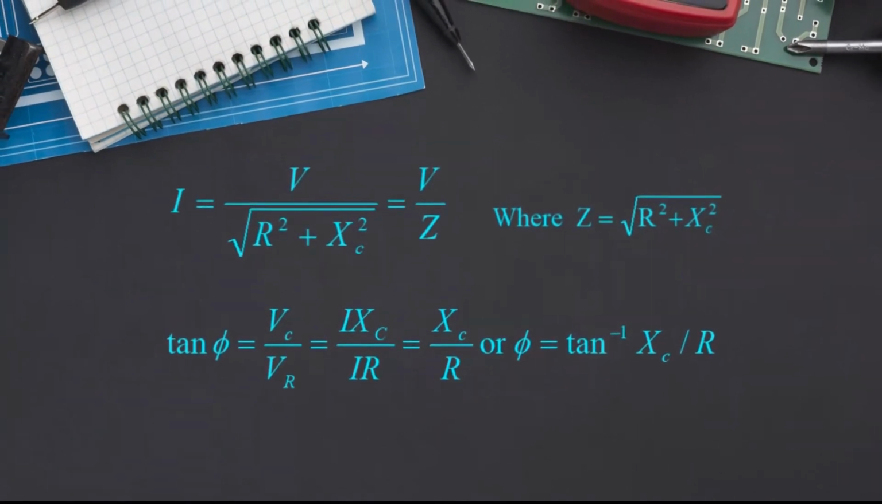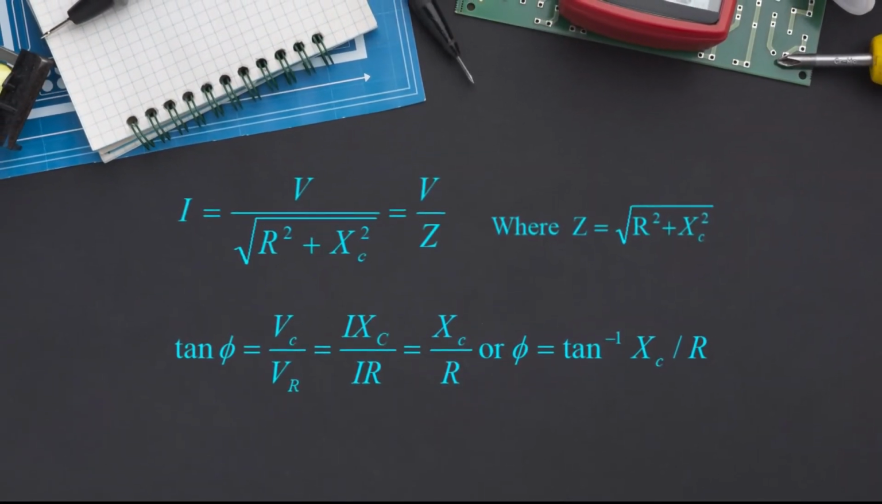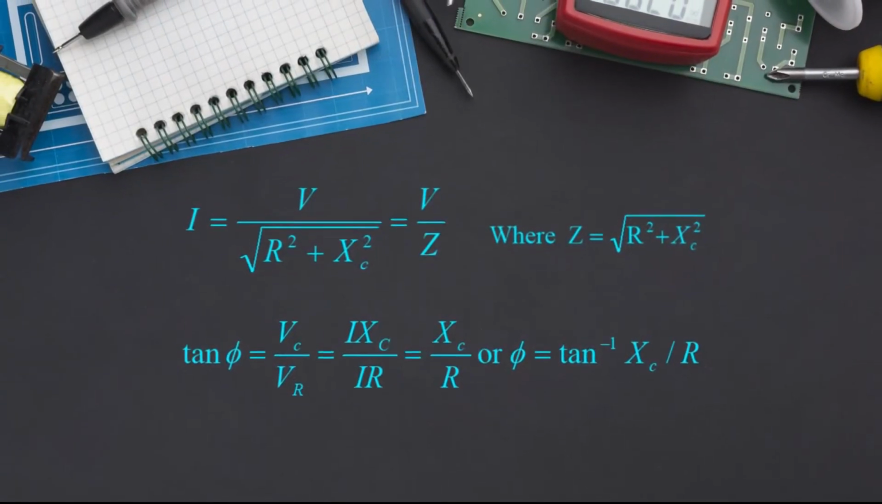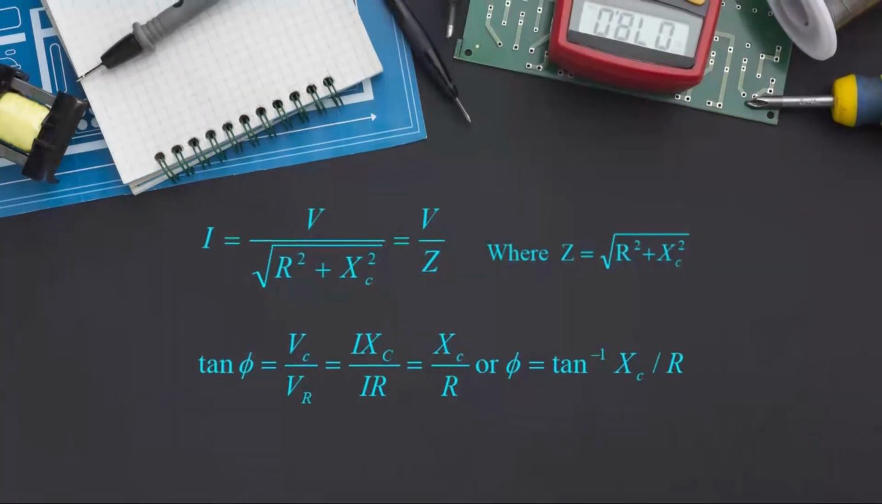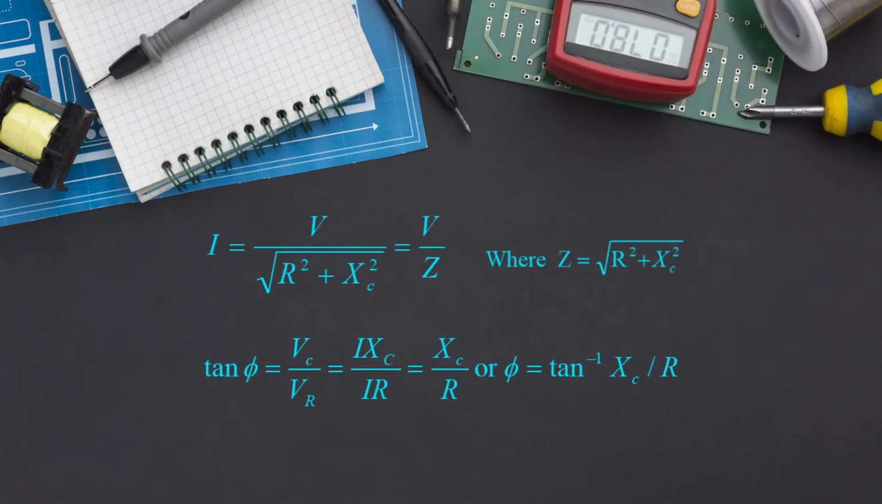It can be written as I into R. So this I will be cancelled out from the numerator and denominator. So this tan phi can be written as Xc upon R, or you can say phi is equal to tan inverse Xc upon R.